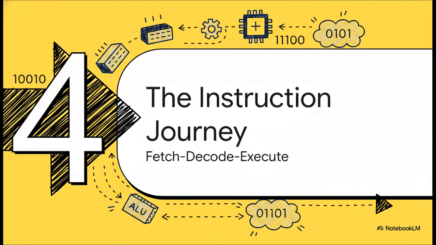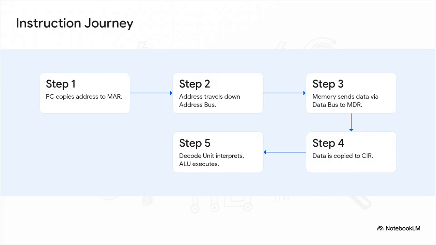Let's move to Section 4, the instruction journey. Let's put this all together and watch the fetch, decode, execute cycle in action. It's kind of like a high-speed relay race. First, the program counter copies the address of the next instruction over to the MAR. Step 2, that address sprints down the one-way address bus to main memory. Step 3, memory finds the requested data and sends it back down the bidirectional data bus right into the MDR gateway. Step 4, that data gets copied into the CIR. And finally, the decode unit figures out what operation to perform, the ALU executes it, and it drops the result in the accumulator. Boom, cycle complete.